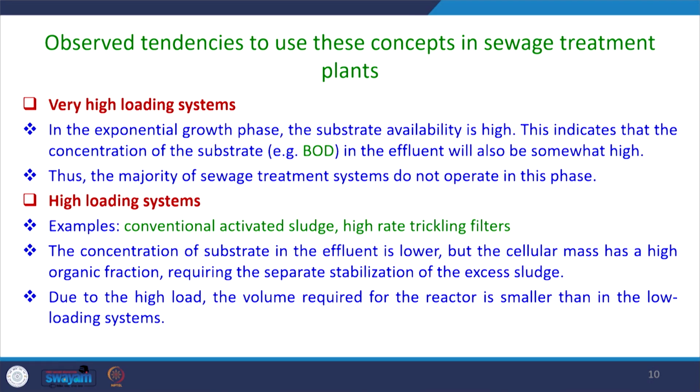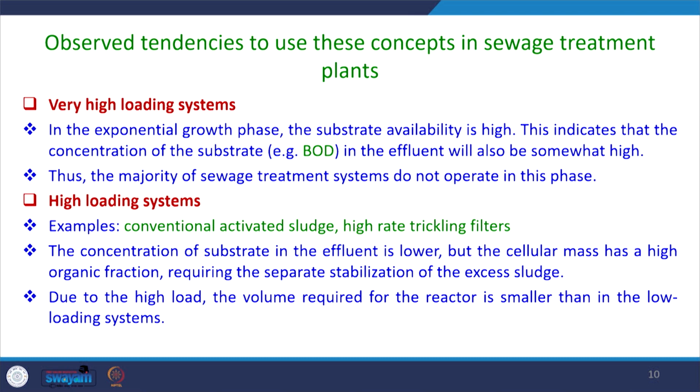So, the overall growth curve may be different as compared to the single one, and the stationary phase will be more prominent in the actual condition. Now, what are the observed tendencies to use these concepts in the sewage treatment plant? How do we use this curve in the sewage treatment plant? This is discussed a little bit here.